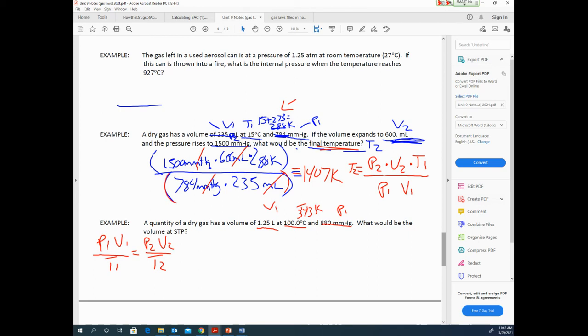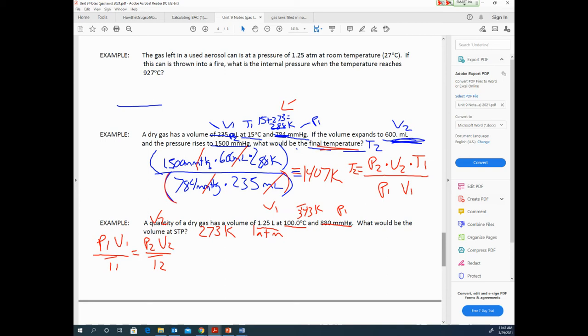Okay? What would be the volume? So I'm looking for V2. That's the question. I'm looking for volume at STP. STP means standard temperature and pressure. You can Google it, but standard temp is 273 Kelvin. You Google it if you don't have it, but that's what it is. And standard pressure is 1 atm.